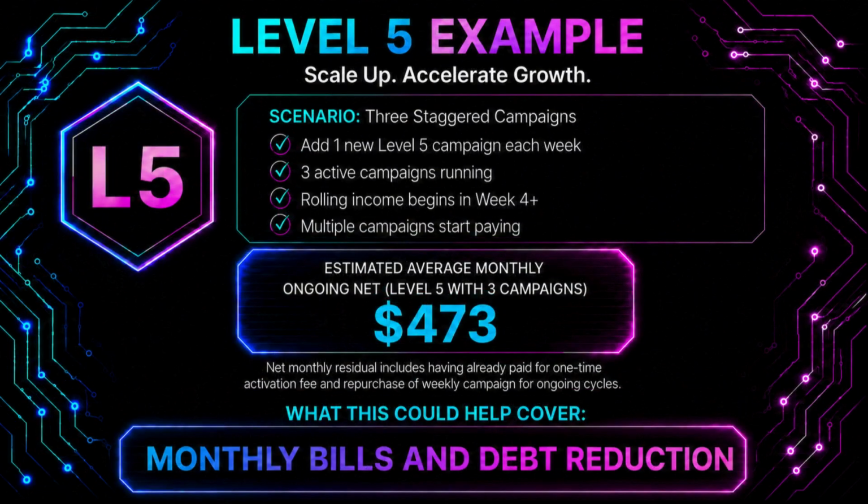Now let's look at a Level 5 example. This scenario also uses 3 staggered campaigns, with one new Level 5 campaign added each week. Once the cycle is active, the member has 3 campaigns running, and multiple campaigns can begin paying in a rolling pattern. The estimated average monthly ongoing net is 473 USDT. Again, this example assumes the one-time activation fee and weekly campaign repurchase have already been accounted for in the ongoing cycle. At this level, the income starts to become more meaningful and can help significantly with monthly bills.